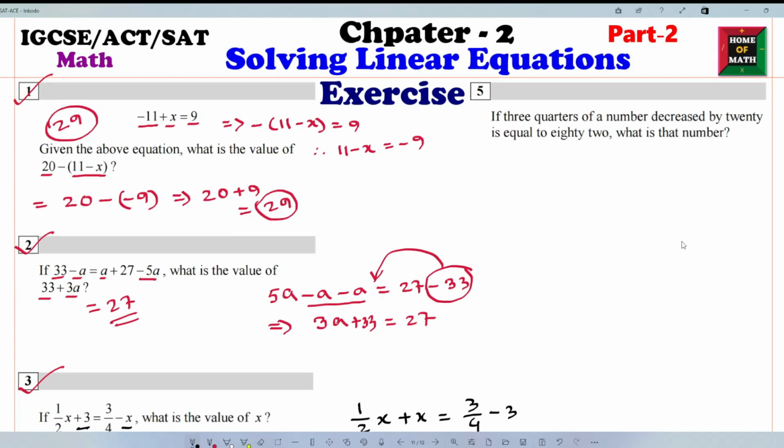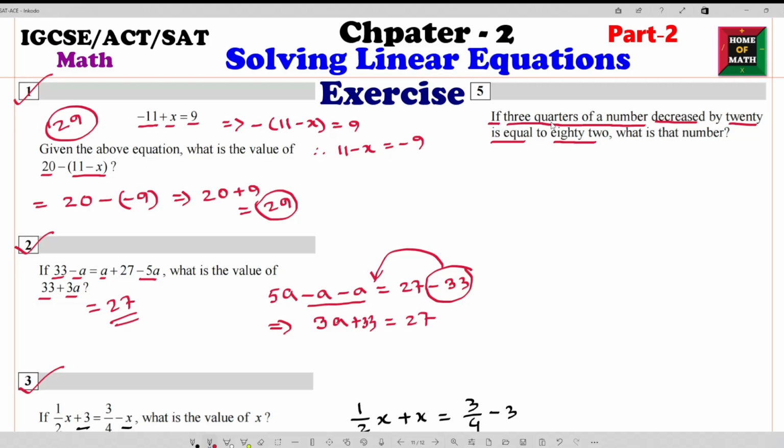Number 5. If 3/4 of a number decreased by 20 is equal to 82, what is the number? So we have to understand what it is saying in here.